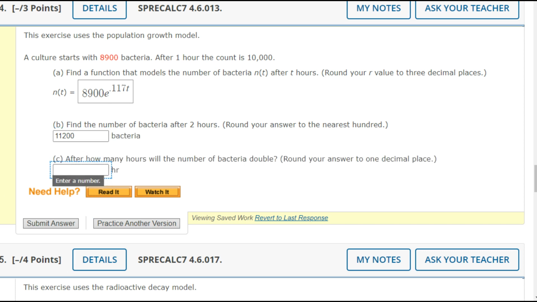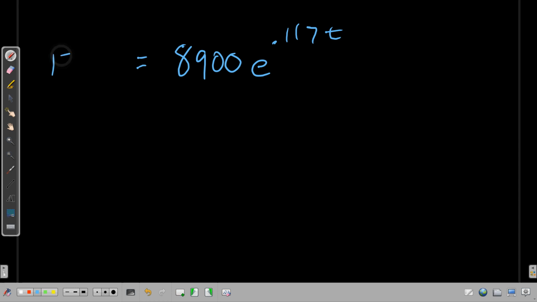All right, after how many hours will the number of bacteria double? Well, our model is 8,900 e to the 0.117t. If I double 8,900, it would be 17,800. So you need to solve this equation for t.